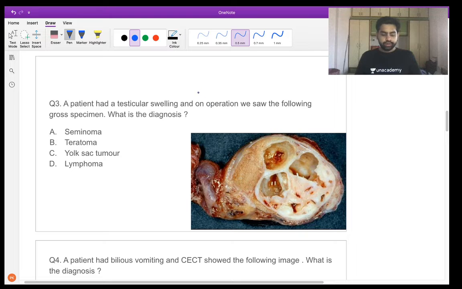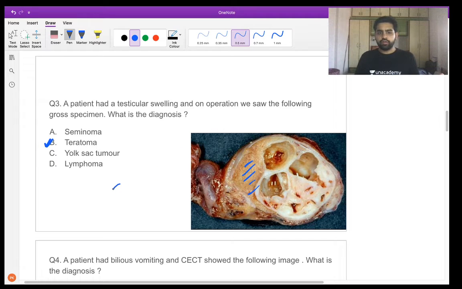Okay, well, what do you see in this particular gross specimen? You see a solid cystic component. Basically, it is a testicular tumor where there is a solid component and there is a cystic component also. So yes, no doubt, the answer here is teratoma. What is a teratoma? It is a kind of testicular tumor, or it can be a tumor anywhere in the body, which is derived from ectoderm, endoderm and mesoderm. And the characteristic feature of teratoma is it is heterogeneous. It means it has a solid and it has a cystic component. So no doubt, very clear question. The answer to this particular question is teratoma.